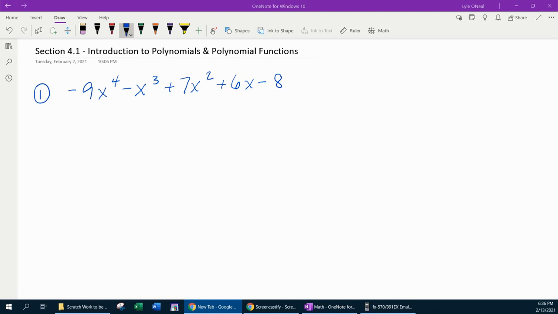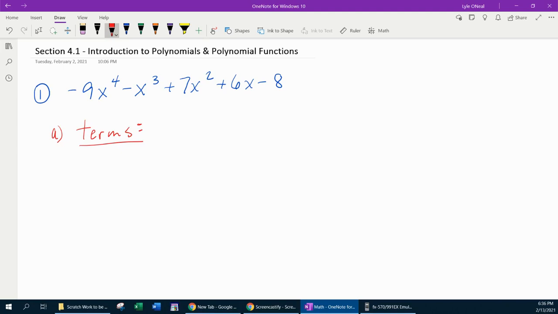Number one, we have a polynomial, negative 9x to the fourth minus x to the third plus 7x squared plus 6x minus 8. And there are some questions that they want us to answer. We'll start with part A. Part A says, identify the terms. So you're going to need to know how to identify terms of a polynomial.